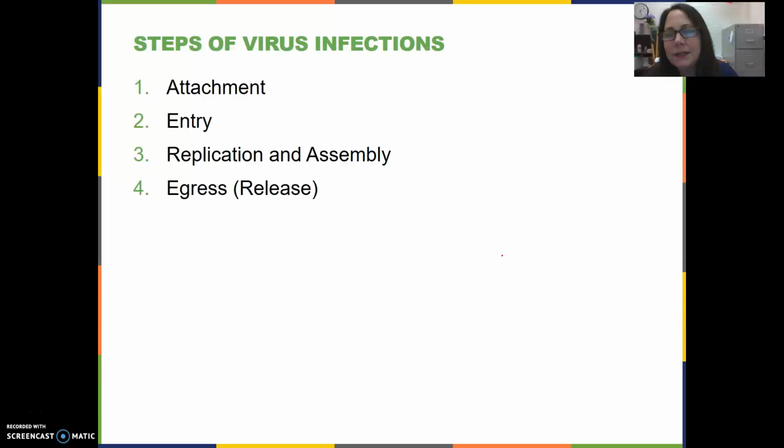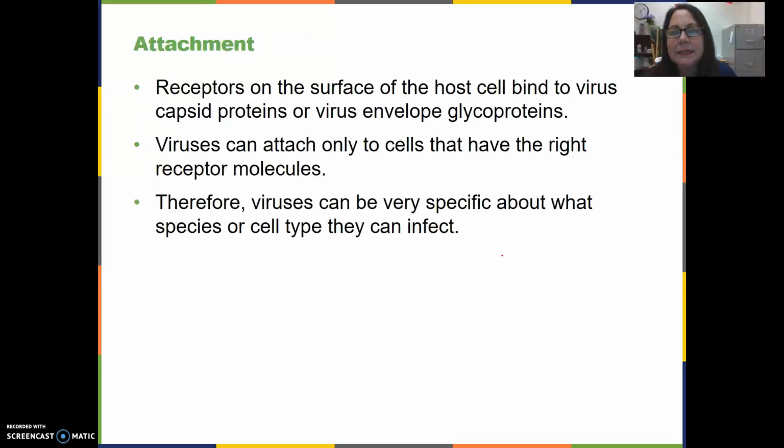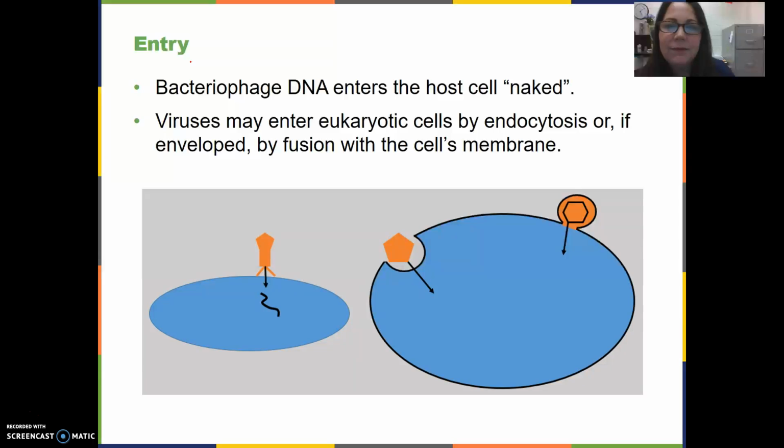Steps of virus infections are attachment, entry, replication and assembly, and then a step called egress or release. In the attachment step, the virus has some type of surface proteins, sometimes glycoproteins or the capsid proteins, but the virus has these particular proteins on its surface that must bind to receptors on the host cell. So a virus can only infect a host cell if it has surface proteins that can bind to receptors on the host cell. And that makes viruses very specific about which cell they infect.